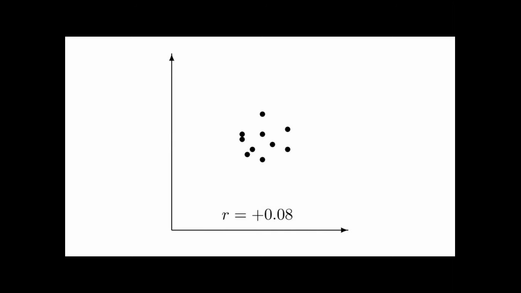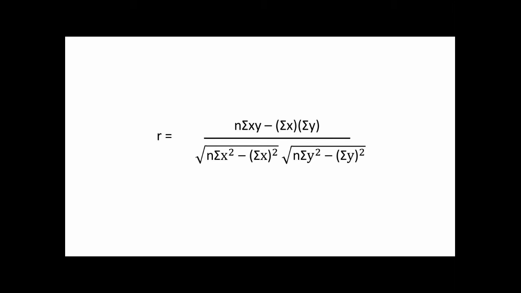As they say, the real world is messy, and seldom do data end up on a straight line. But the closer you get to plus or -1, the better the correlation. There's a formula for calculating the value of r, and it looks like this. Whoa! What does all this mean?